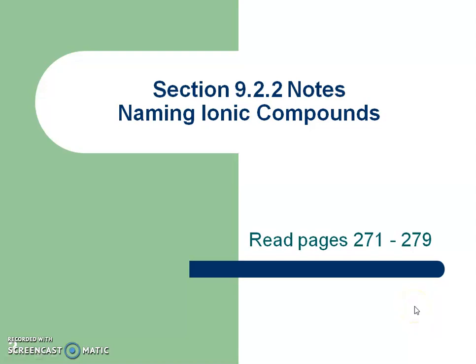This is Mrs. O'Neill for Chapter 9, Section 2, Part 2, Naming Ionic Compounds. For some of you, this is going to be easier than writing the formulas, and for some of you, this might be a little difficult. Doesn't matter, you need to be able to write ionic compounds, and you need to be able to name those ionic compounds.